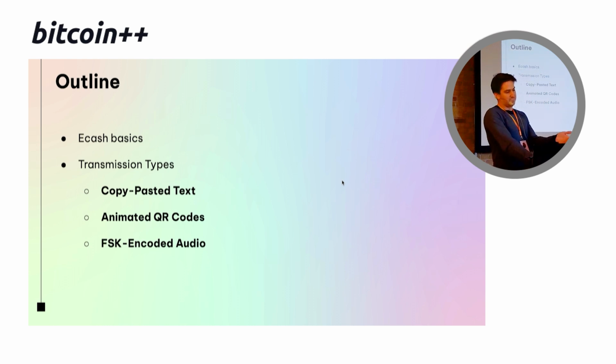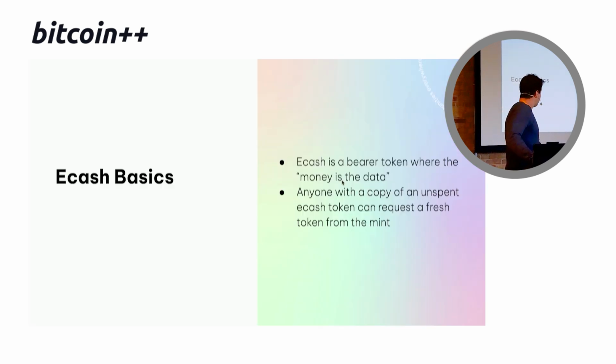And just remember, the text form is at the end of the day what we're talking about. The QR codes boil down into text, the audio boils down into binary ones and zeros. So, ecash basics. I'm sure we've been learning this through whatever talks. The money is the data. It's a bearer token. Anyone with a copy of the unspent ecash token can request a fresh token from the mint, invalidating the previous one.